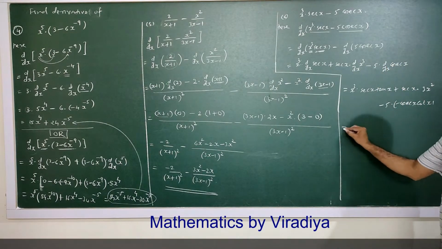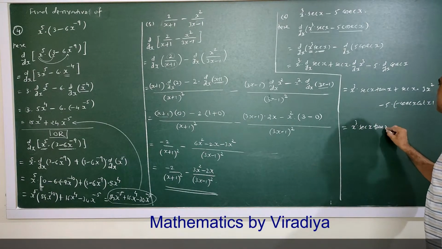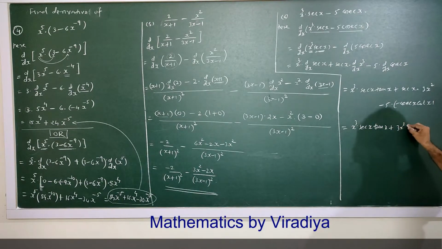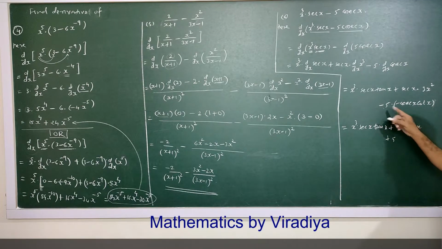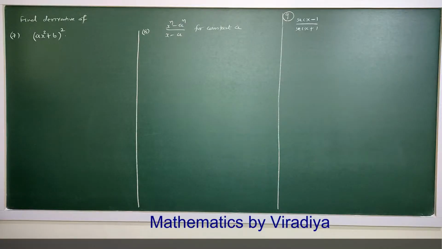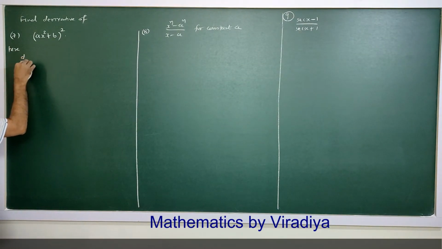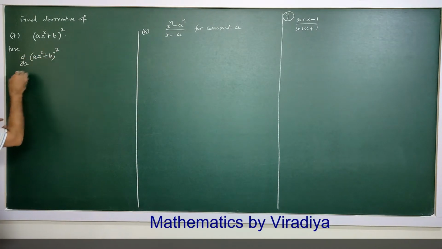So this is x cube into sec x into tan x plus 3x square into sec x, plus 5 into cosec x into cot x. So that is the required derivative. Now, derivative of ax square plus b whole square. Here we want the derivative of ax square plus b whole square.